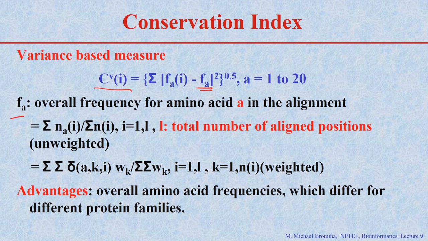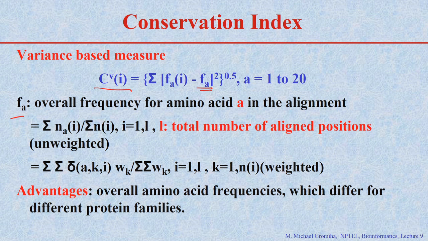Here the frequency, either we use weighted ones or the unweighted ones. If you use unweighted ones, then you get this equation: n_i divided by the sum of n_i, where i equals 1 to L, the number of aligned positions. This is for unweighted. If you want to go with the weighted ones, then we give the weightage delta(a, k, i), depending upon the weightage you can give this equal to 1 or this equal to 0.